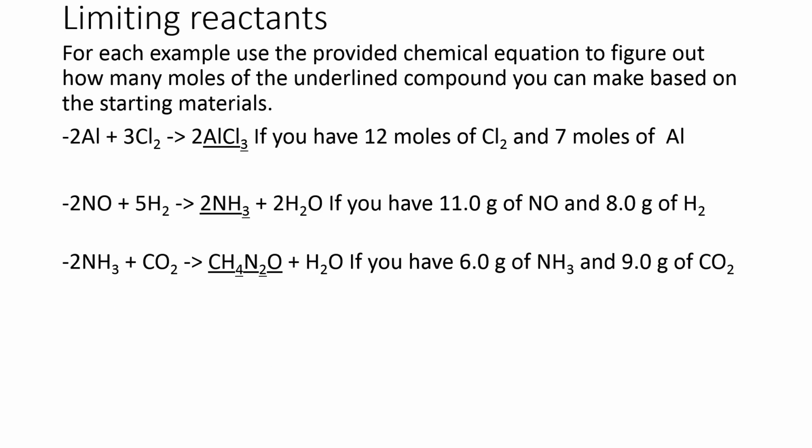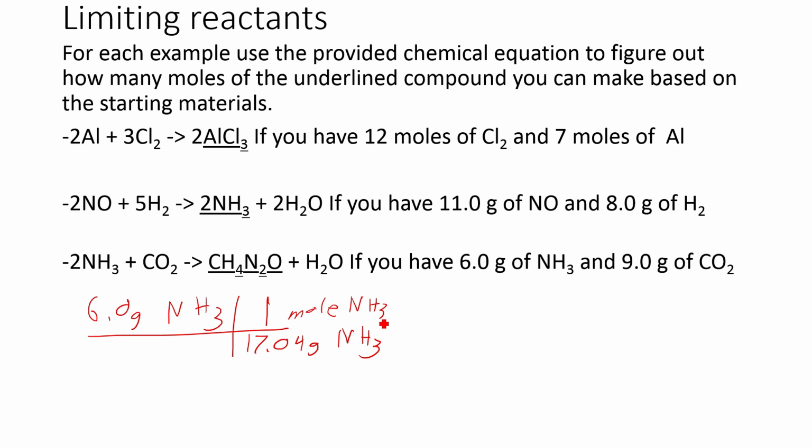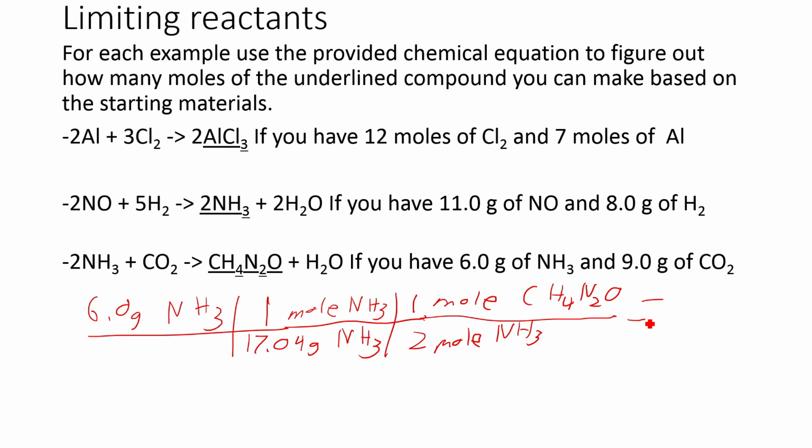So here we have ammonia and carbon dioxide. So what we're going to do is start with our 6.0 grams of ammonia, or NH3. We're going to convert that, with 17.04 grams of NH3 making 1 mole. We are then going to convert from every 2 moles of NH3 is going to make 1 mole of CH4N2O. And if we go through, we see, yes, grams of NH3 cancel, moles of NH3 cancel.